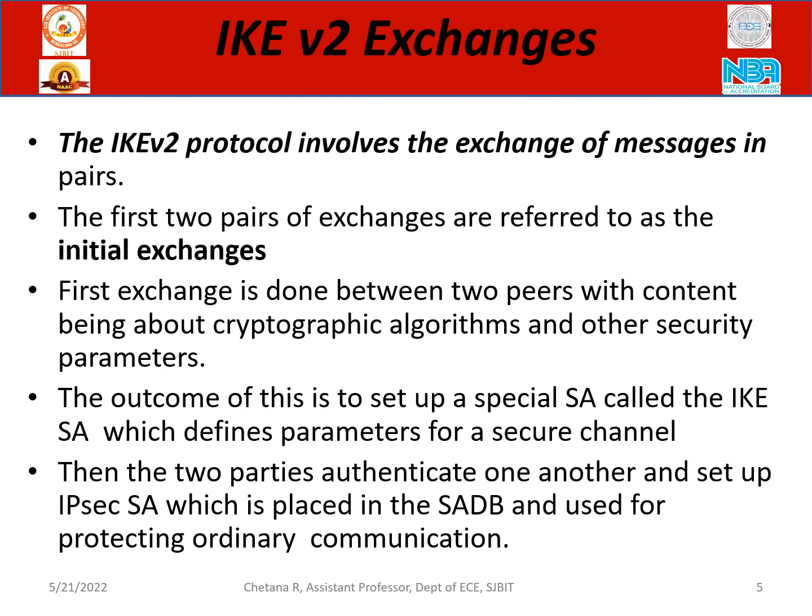IKE version 2 exchange. The Internet Key Exchange version 2 protocol involves the exchange of messages in pairs. The first two pairs of exchanges are referred to as initial exchanges. The first exchange is done between two peers with content being about cryptographic algorithms and other security parameters. So when the first exchange happens, they share information between the two peers.